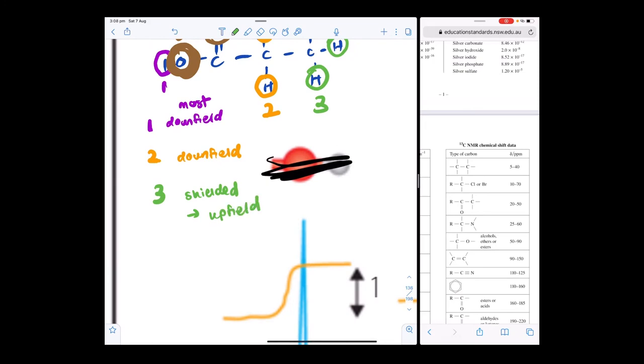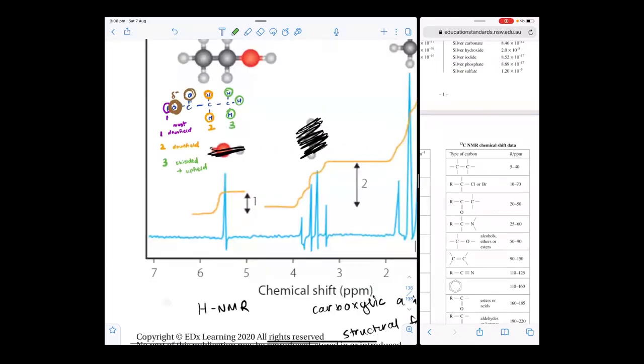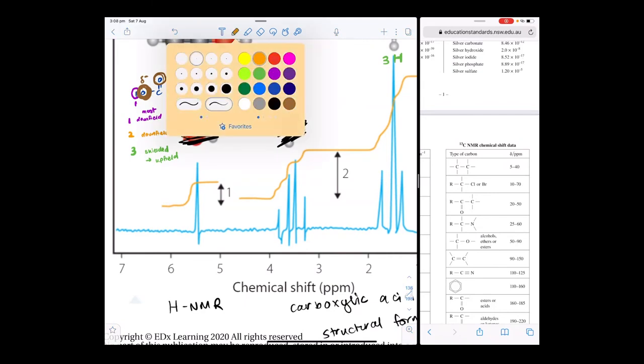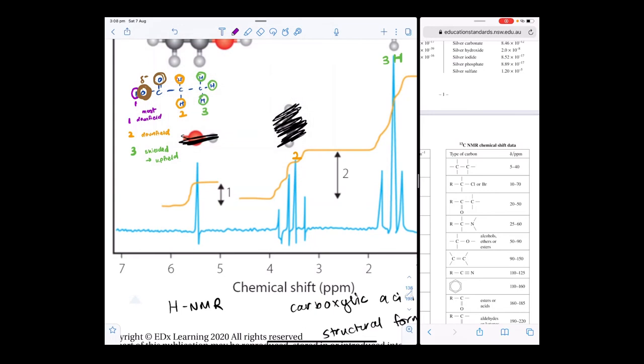And let's see if that correlates. Is everyone with me? So let's have a look at the signals now. That means that the three hydrogens here would be the most upfield signal, which would be this one, right? The second signal, the orange one, should be this one. And the most downfield signal, the OH, should be here, number one, right? That's what we've said. Do you all agree? Let's see if the height matches now. Does the height match to some degree?